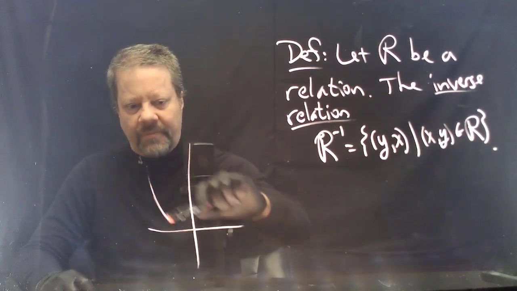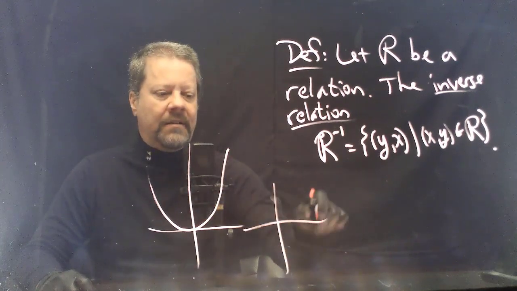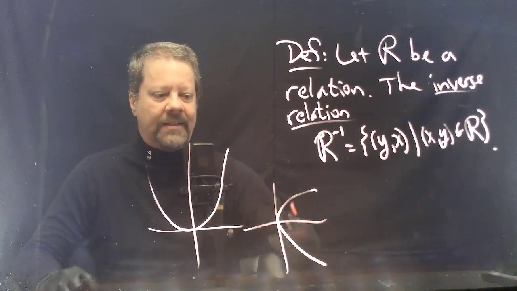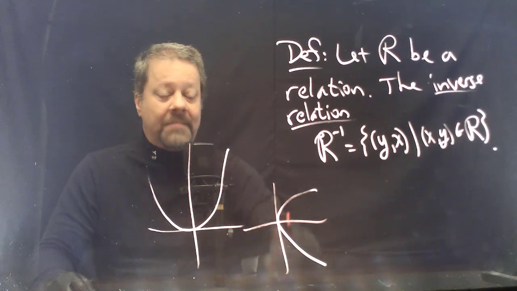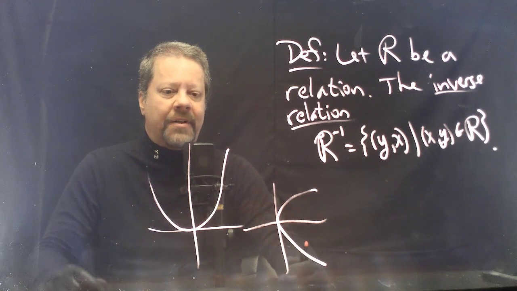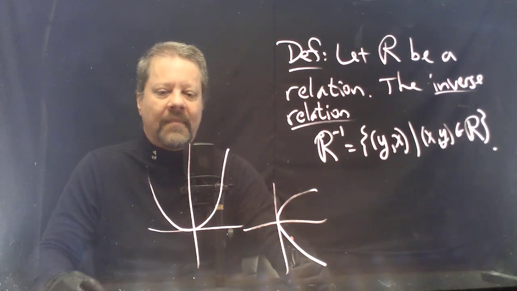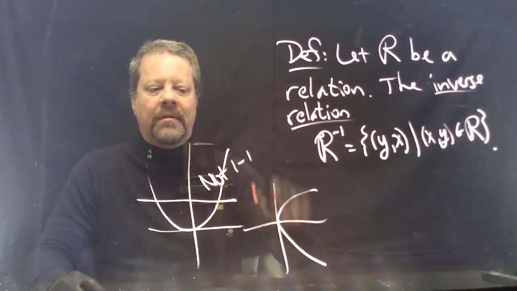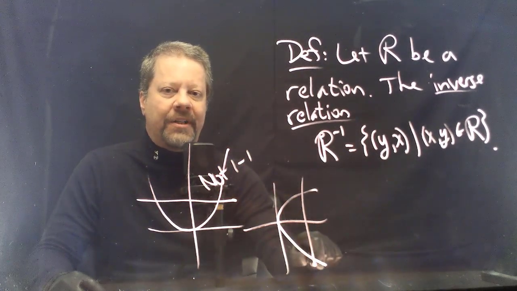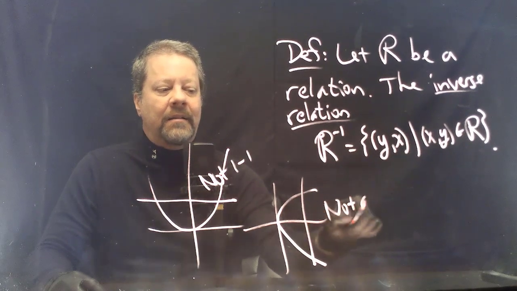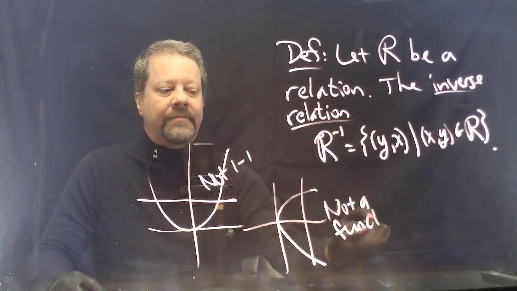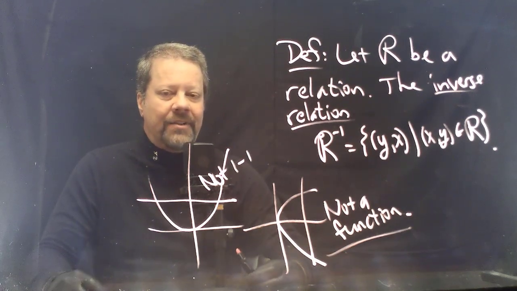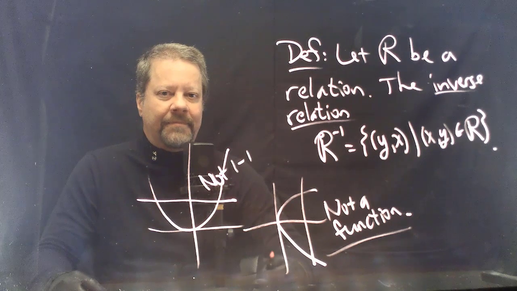Graphically, here's a relation. This would be the graph of the inverse relation. Switching the x and y's gives you this. And this particular example is kind of illustrative of an important idea. This function is not one-to-one, and so its inverse relation is not a function. It has an inverse relation, just not an inverse function.